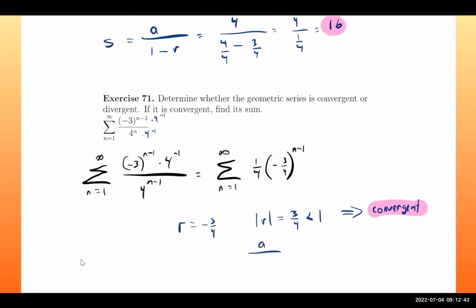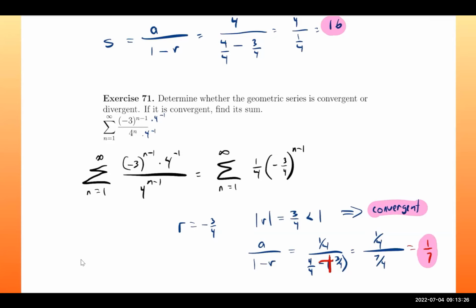So a over 1 minus r, where a is the first term in the series, which is given by 1/4 in this case. 1 minus negative 3/4. That's going to be 1/4 over, I'm going to change the 1 again to be 4/4. And then the double negative becomes plus, so I'm just going to change this to addition. So that's going to be 7/4. And when you multiply by the reciprocal, you're going to get 1/7. So that would be the sum of that geometric series.